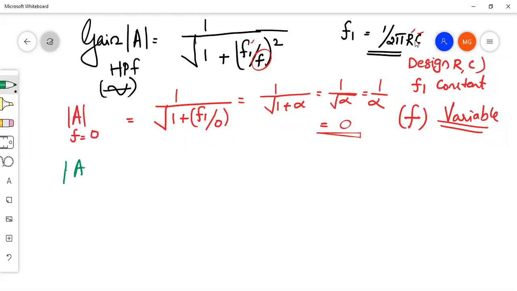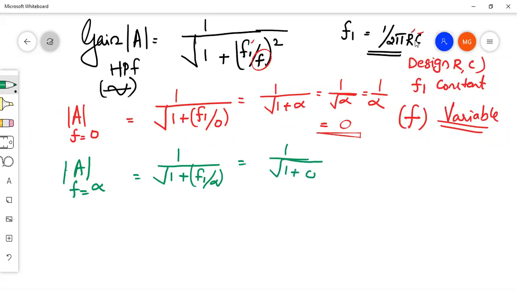Second, what is the magnitude of A when f equal to infinity? Again, we will get 1 divided by root of 1 plus f1 by infinity. That is 1 divided by root of 1 plus 1 by infinity, which is 0. So 1 divided by root of 1 will be 1. So the value will be 1.